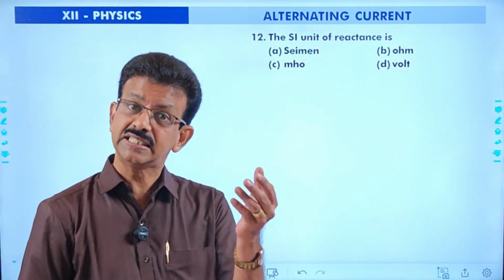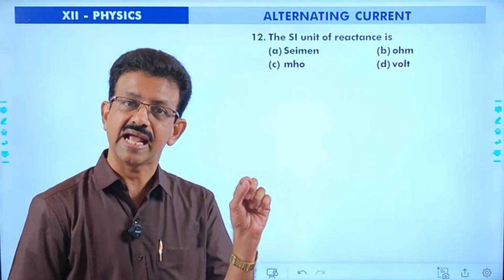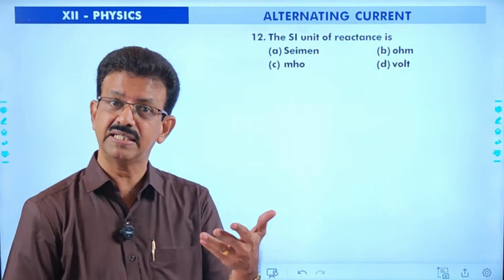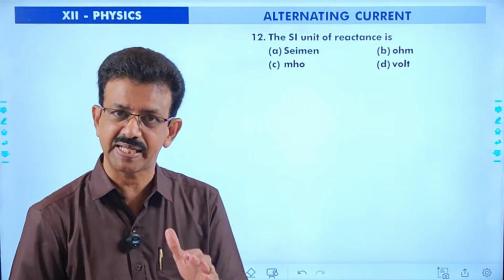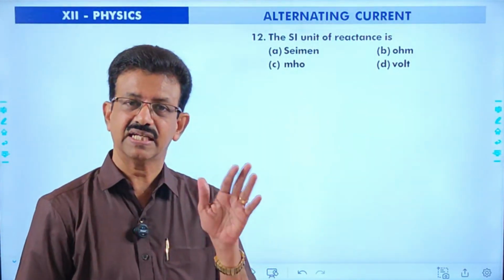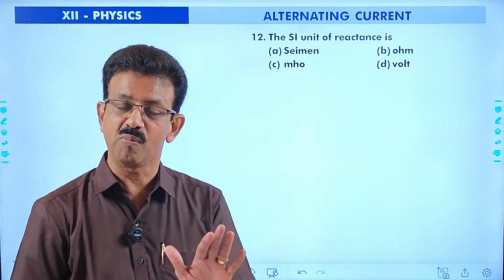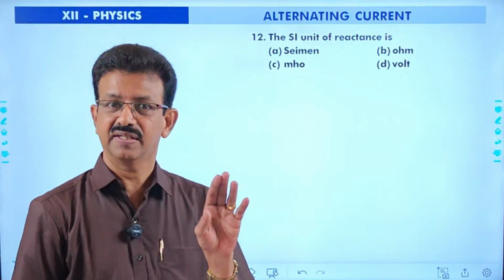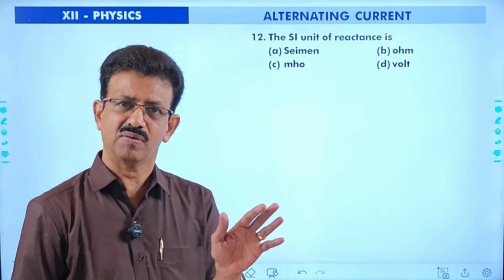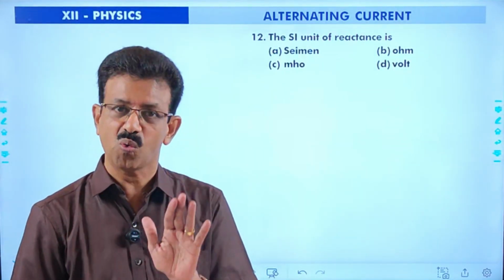And the resistive effect offered by the inductor is called inductive reactance, L omega. The resistive effect offered by the capacitor is called capacitive reactance, given by 1 by C omega. Whatever it is, the unit of resistance, reactance, and also impedance will be ohm. All are resistive effects. The unit of resistance, reactance, and impedance will all be ohm.